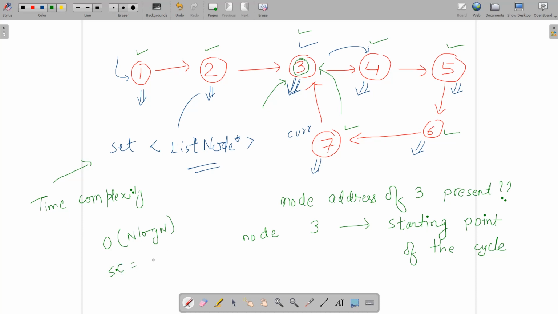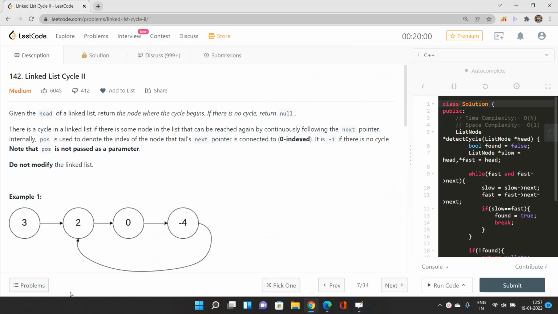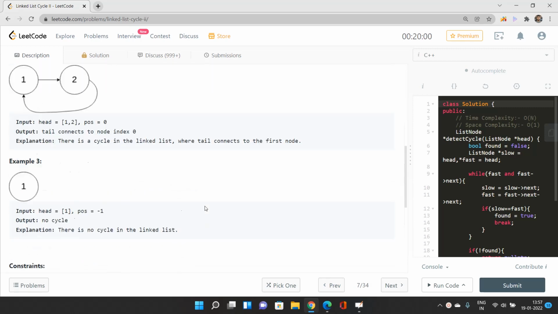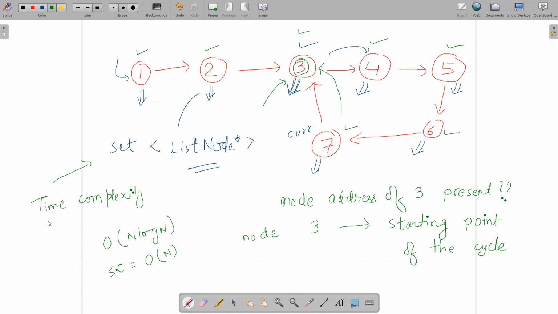And what is my space complexity? Space complexity would be, you are maintaining a set of visited node addresses, so space complexity would be O of n. Okay, but this is not what we want. Actually we want a better solution that works in O of 1 memory, and O of n time. Okay, so how can we optimize it? So let's understand this one in detail.